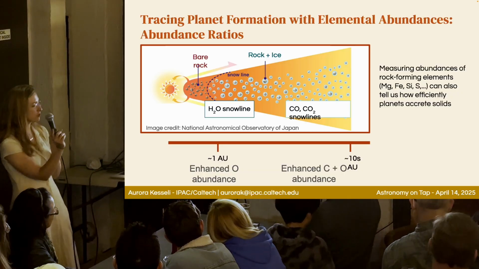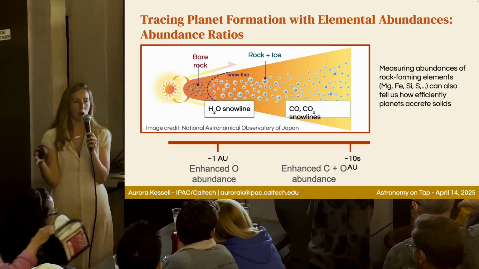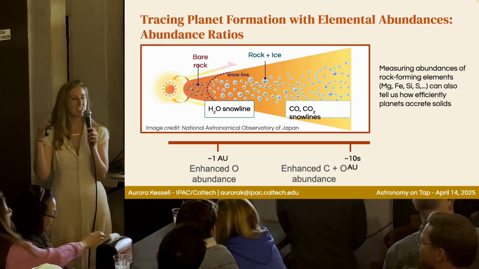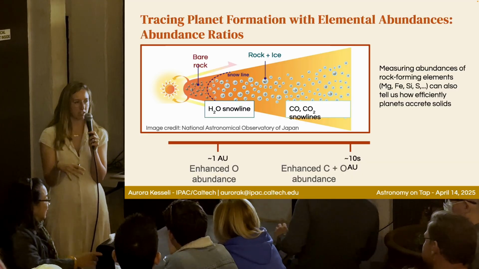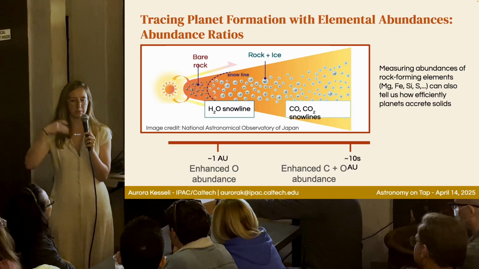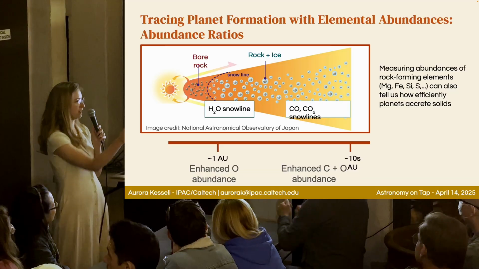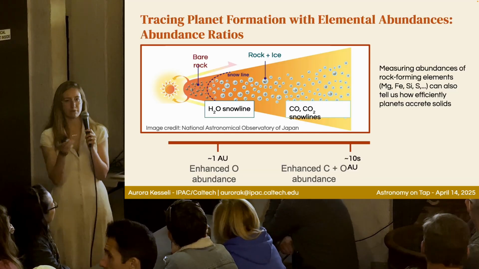Oh, and also by measuring abundances of the major rock-forming species, so this is like silicates, magnesium, iron, we can understand how efficiently these planets are accreting other planetesimals, since those are kind of in the solid phase throughout the disk.